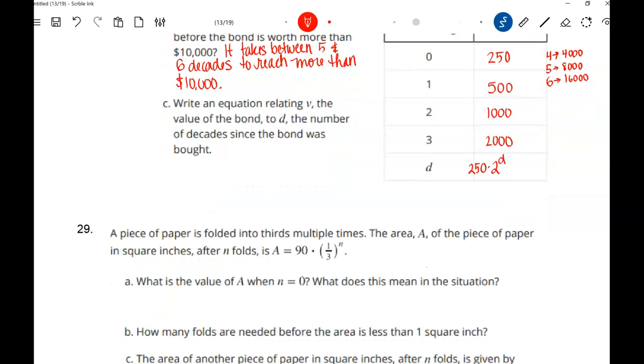Write an equation relating V to the number of decades. So the value of the bond is the starting amount, which is 250. It's doubling each decade. So the D is in the exponent position.